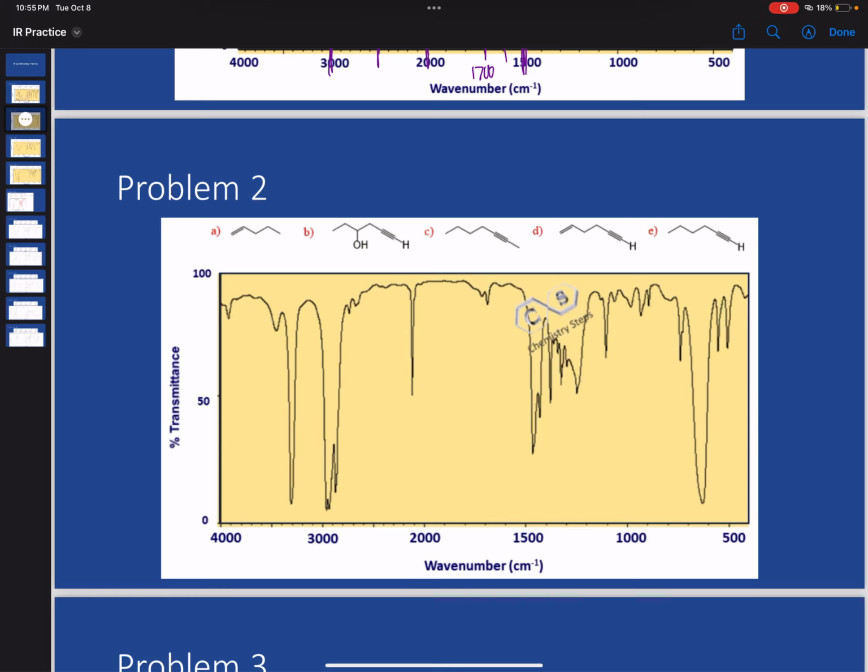Problem number 2 for our IR. So once again, just a disclaimer, I did not make this problem. I found it online, so I don't know what the answer is, but we're going to walk through my process.